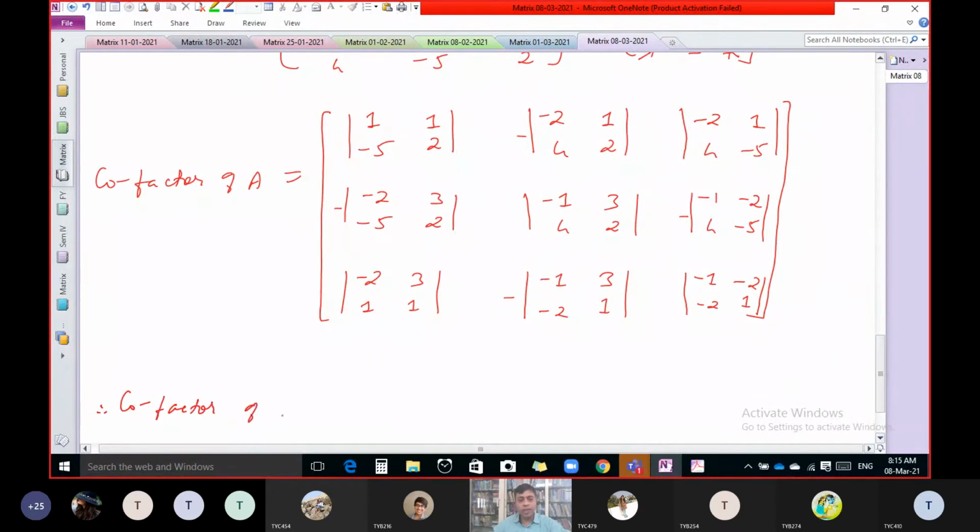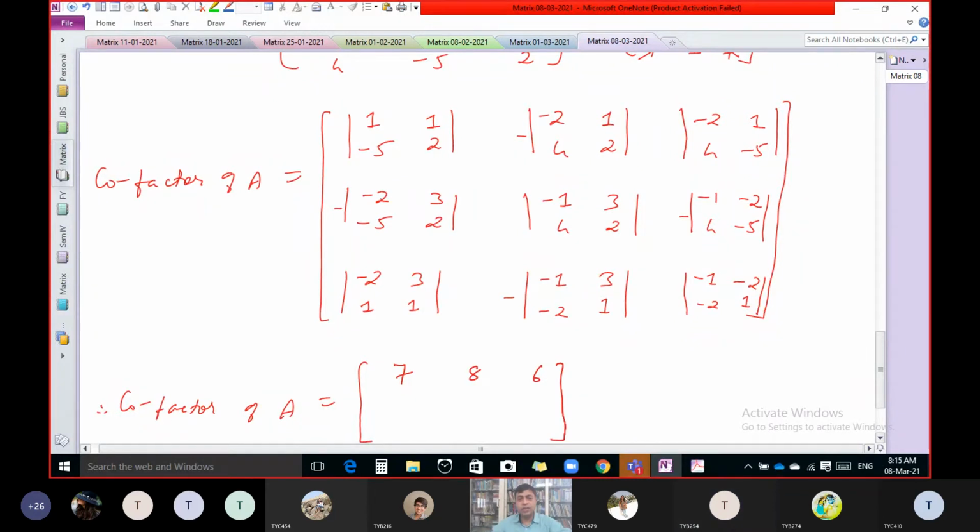Therefore, cofactor of A. Tell me the answer for this first minor. 7. Now the answer for this part. It is minus 4, minus 8, that is minus 8. Because of this negative sign, minus, right? Plus 8. Correct. Tell me for this. 6. Yes, 6.